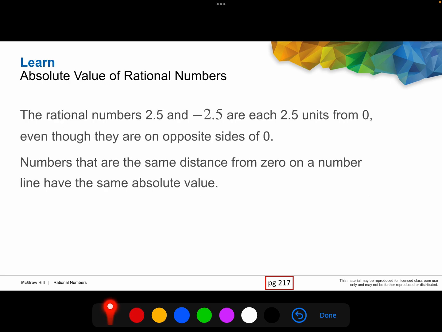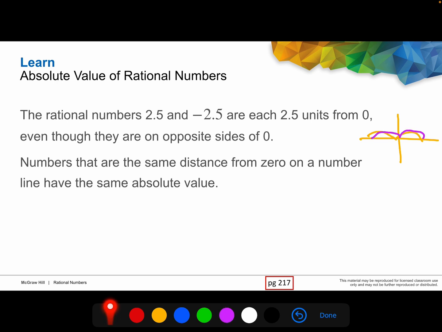All right, talking about absolute value. What we saw yesterday was the absolute value of an integer. Now we're looking at absolute values of rational numbers. And just like integers, the rational numbers 2.5 and -2.5 are each 2.5 units away from 0, even though they're on opposite sides of 0. Remember, yesterday we came up with the analogy of, say, a tennis or ping pong ball, where it bounces from one to the other and then it bounces back the same distance.